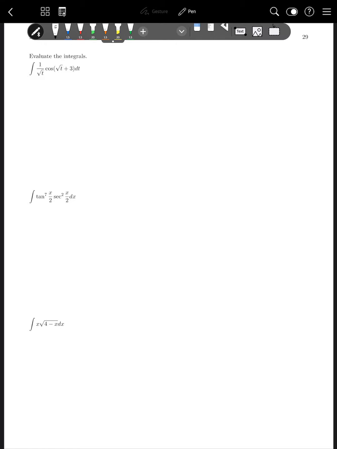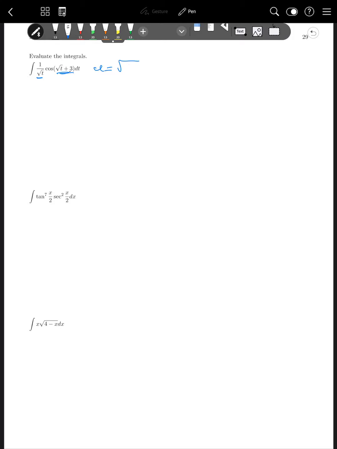We could either do this square root of t that's on the bottom here and make it 1 over u, or we could do the square root of t plus 3 that's on the inside of cosine. And in this case, we want to go with this one on the inside, because when I take the derivative of that, I'm going to get an expression similar to the one on the outside. When I take the derivative of the inside of cosine, I'm going to get something similar to this, which is part of the process. And you can always guess and check, right?